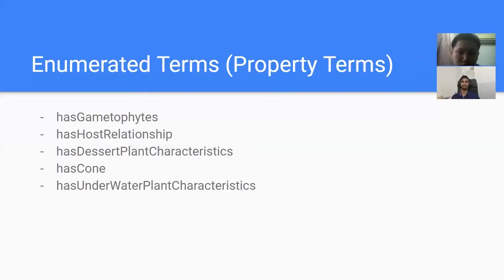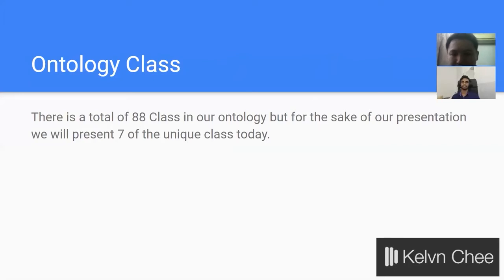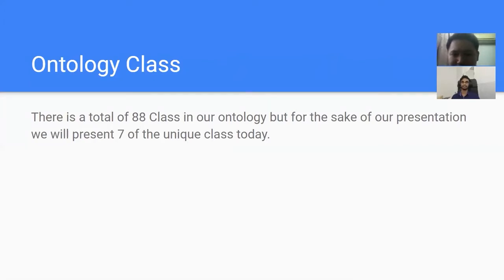Now I'll let Kelvin explain the ontology classes. Okay, today I'll explain about ontology classes. There is a total of 88 classes in our ontology, but for the sake of our presentation, we only present 7 of the unique classes today.